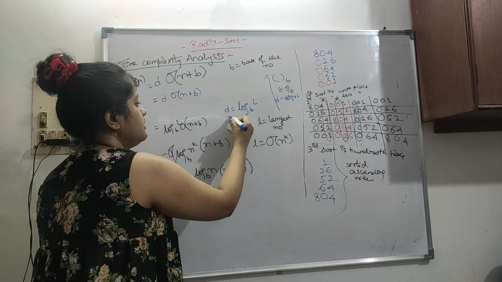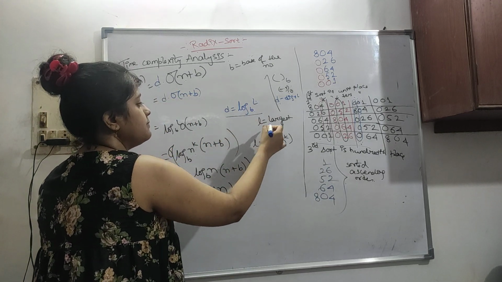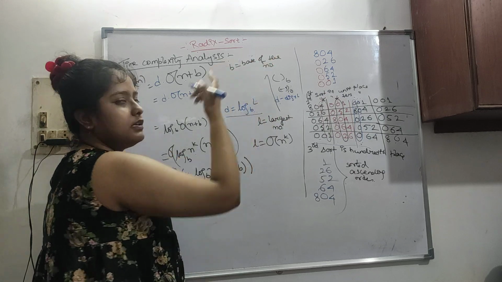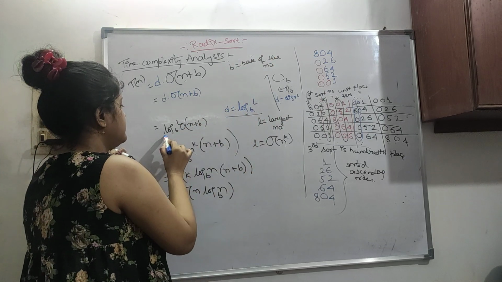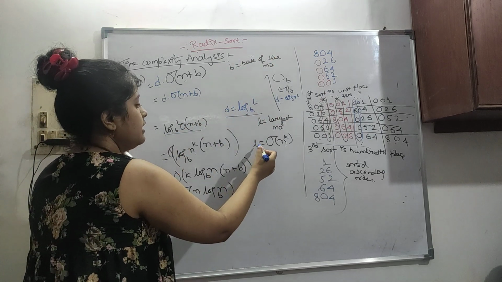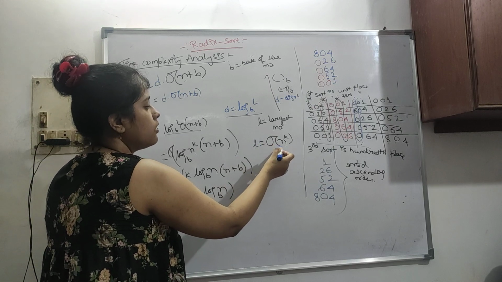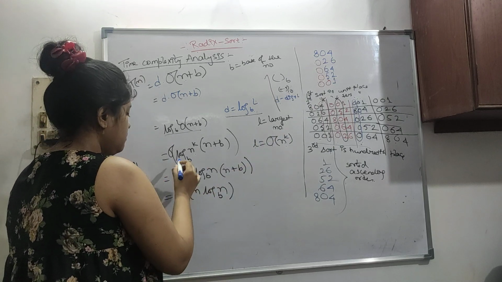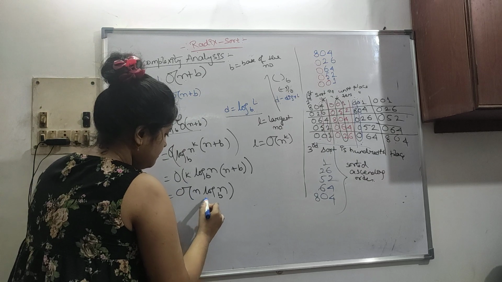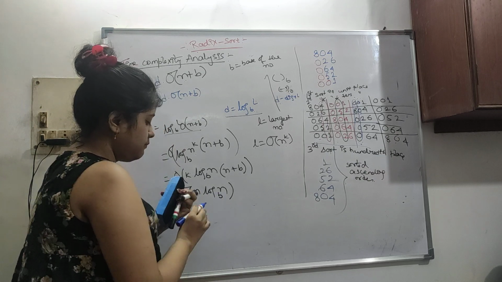So what is d? d is log of L base b, where L is the largest number and b is the base. We put this here. Now we can say L is equal to order of n to the power k, which will come down to n log n base b.